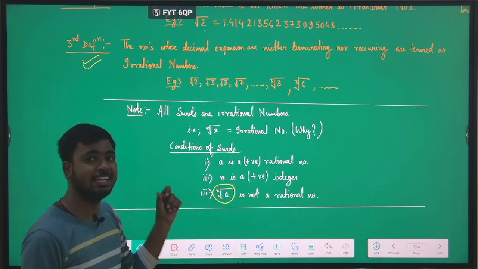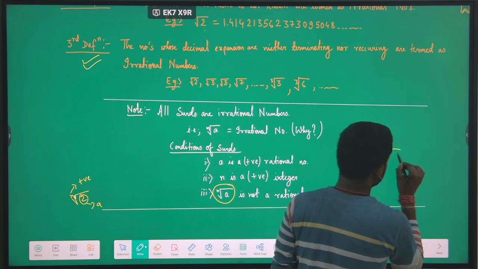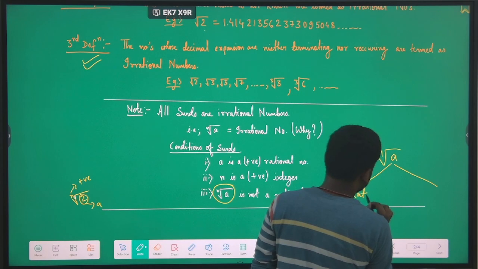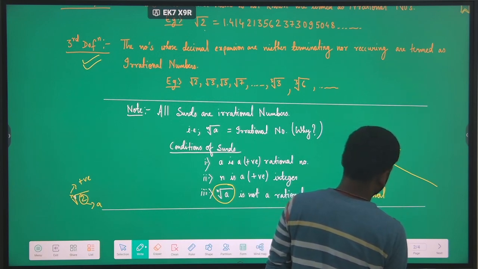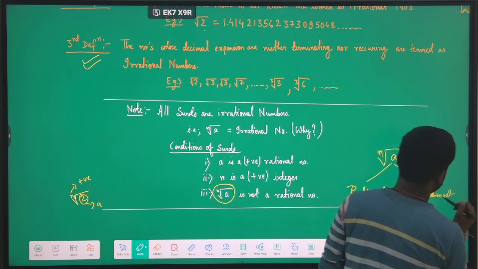So what I am saying is that the nth root of a can be a rational number and sometimes cannot be a rational number.